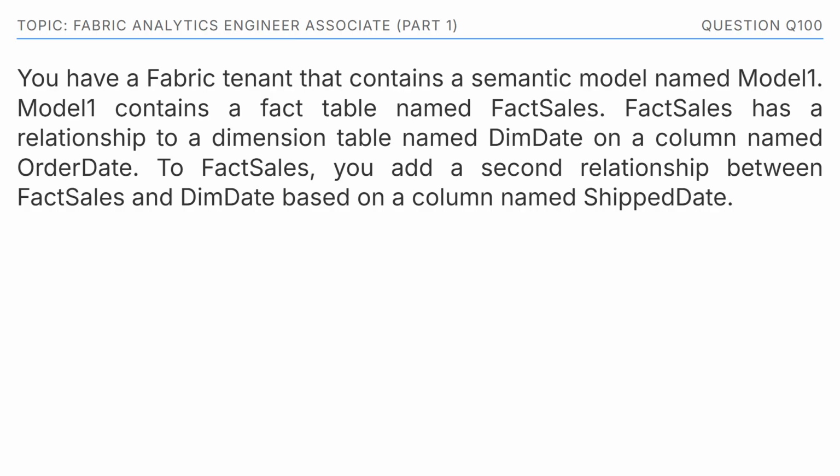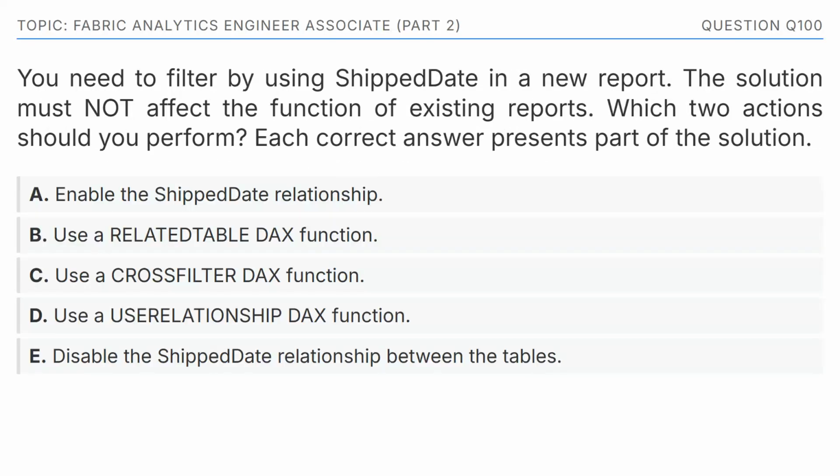You have a Fabric tenant that contains a semantic model named Model 1. Model 1 contains a fact table named Fact Sales. Fact Sales has a relationship to a dimension table named DimDate on a column named OrderDate. To Fact Sales, you add a second relationship between Fact Sales and DimDate based on a column named ShipDate. You need to filter by using ShipDate in a new report. The solution must not affect the function of existing reports.